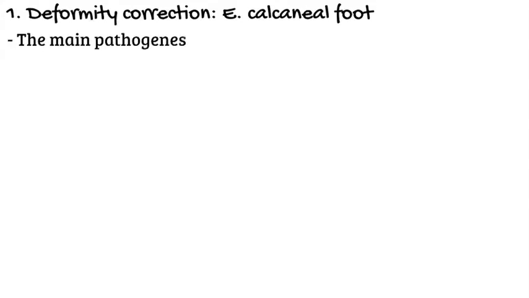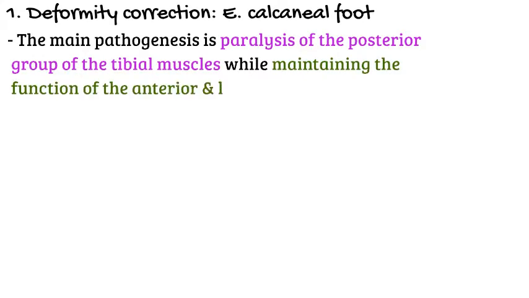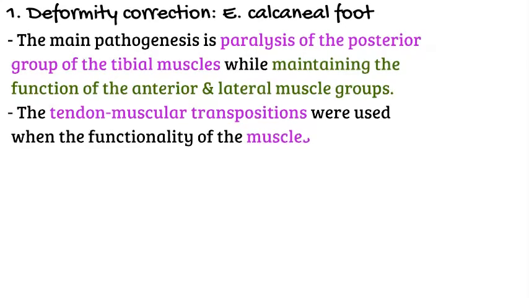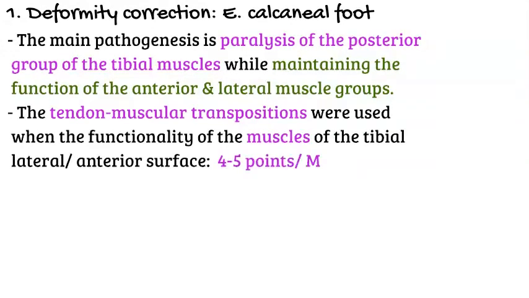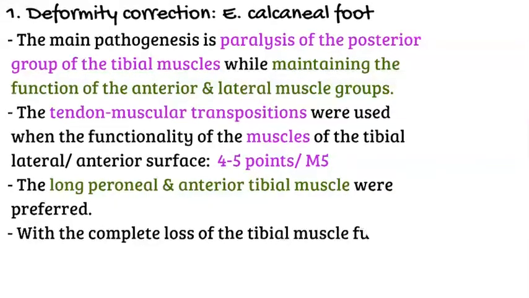The main pathogenesis of the calcaneal foot is paralysis of the posterior group of the tibial muscles while maintaining the function of the anterior and lateral muscle groups. Tendon muscular transposition is used when the functionality of the muscles of the tibial, lateral or anterior surface is about 4 to 5 points, or the power of M5.